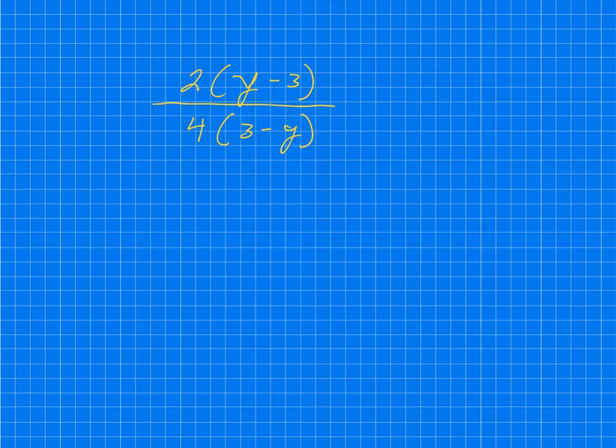First step is we can see that there's a 2 and a 4 which both share a 2. So let's divide the top by 2, and we get 2 divided by 2 equals 1. 4 divided by 2 equals 2. And again, we look at the y minus 3 and the 3 minus y, and we recognize that they are opposites. So we can cancel those out, but we need to remember, because they're opposites, that it leaves us with a negative 1. So our final answer will be, oops, sorry about that.